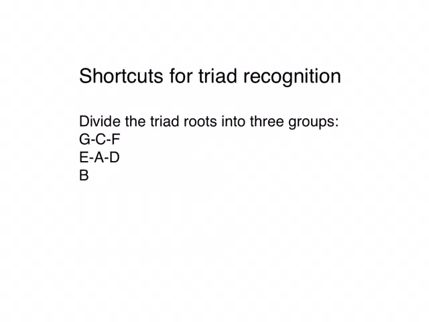Divide the triad roots into three distinct groups. Think of a GCF group, an EAD group, and B is all by itself. So what I mean is that when the root is either G or C or F, it's in this group. When the root is E or A or D, it's in that group. When the root is B, it's in that group.